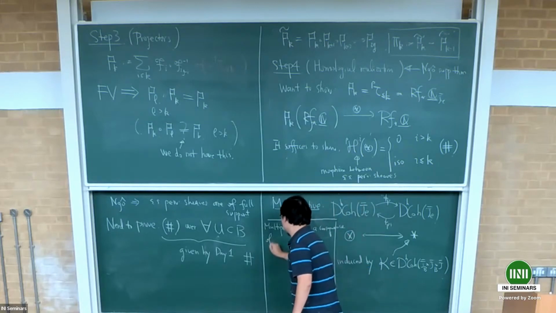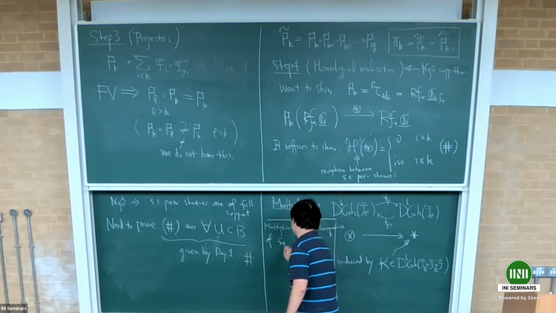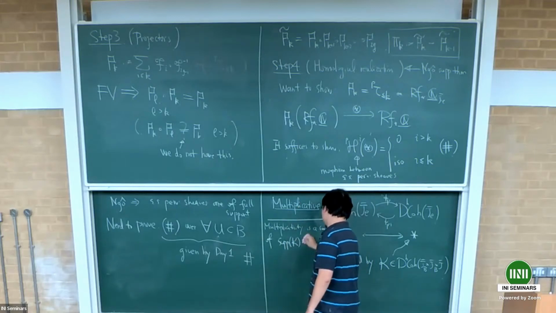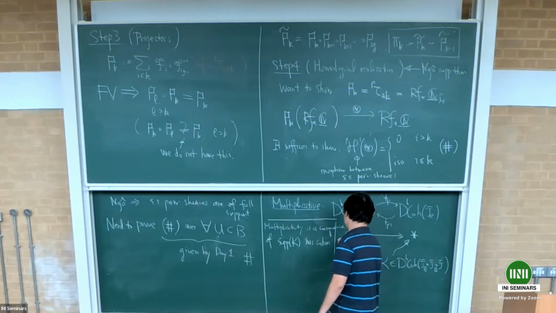of, again, you turn everything into a support property, which is that the support of this K has codimension g.